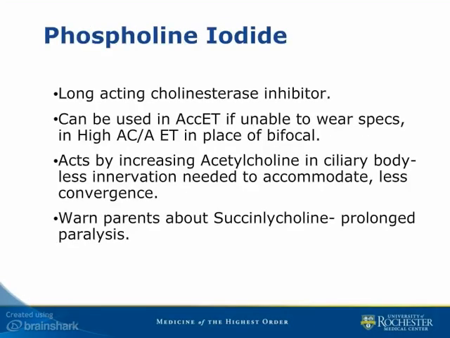One drug to be aware of, at least for testing sake, is phospholine iodide. This used to be used quite frequently for both glaucoma patients and patients with accommodative and high AC/A ratio esotropia. It's a long-acting cholinesterase inhibitor, so it can be used in accommodative esotropes and high AC/A ratio esotropes, either in place of glasses or to help get them out of bifocals. And it acts by increasing the acetylcholine available in the ciliary body, so you need less innervation for each unit of accommodation, so you get less convergence. You have to warn the patients about succinylcholine and other non-depolarizing muscle relaxants because it can cause prolonged paralysis.